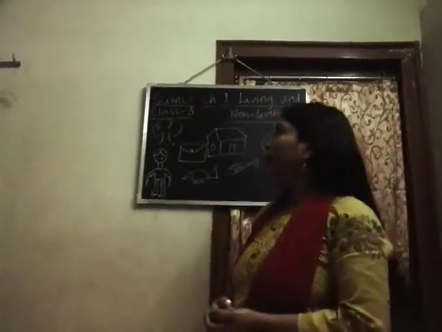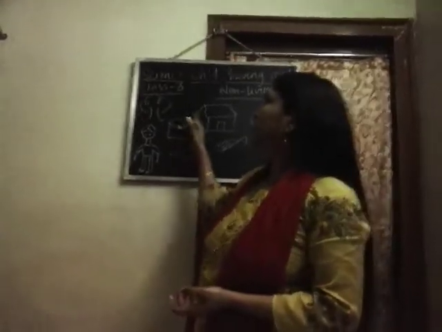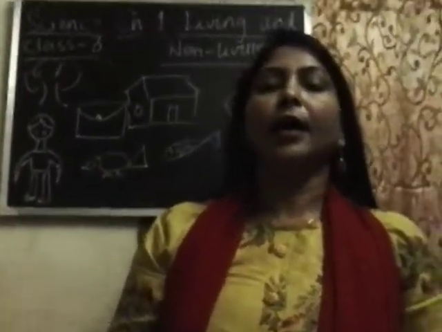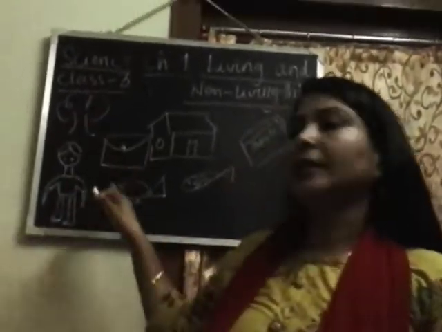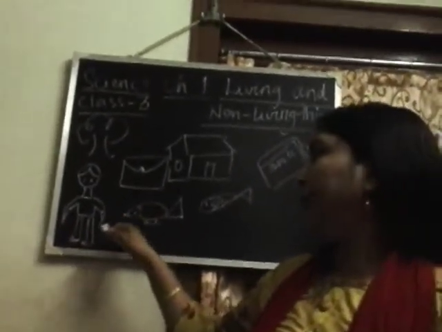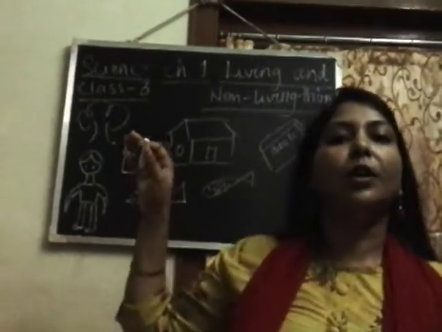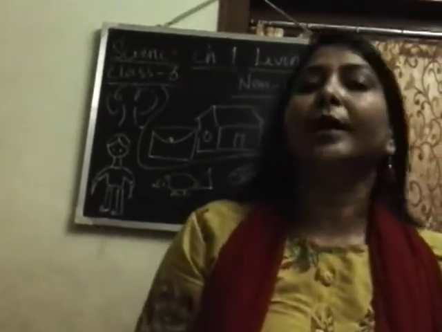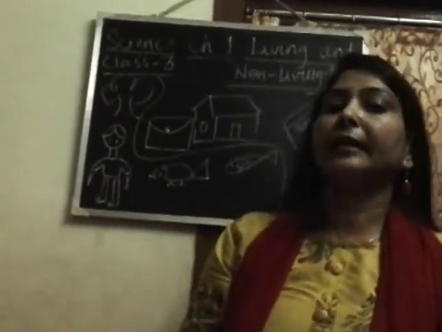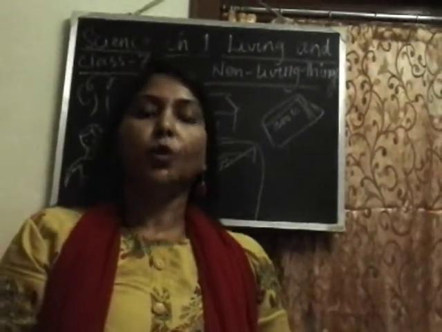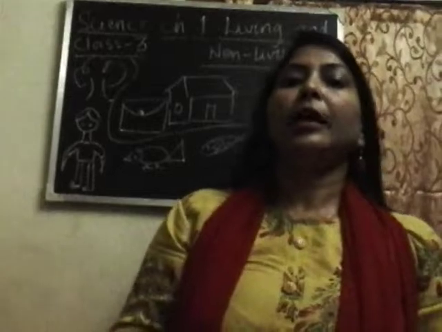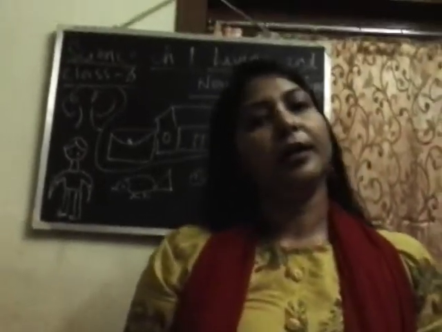No. How? Because some of the pictures here are living things. Living things means trees, man or a boy, bird, fish. They are all coming under living things. Why are they coming under living things? Because they have life, right? So what are living things? Those things which have life in them are called living things.